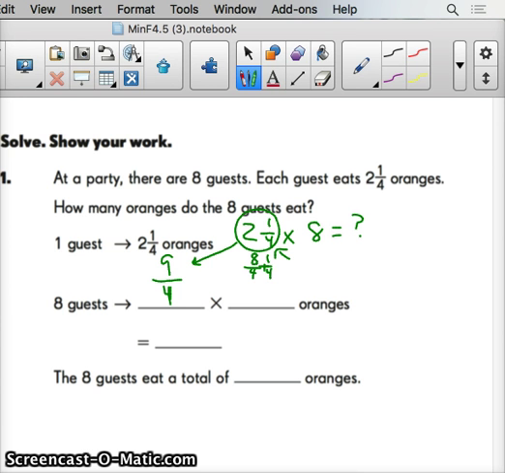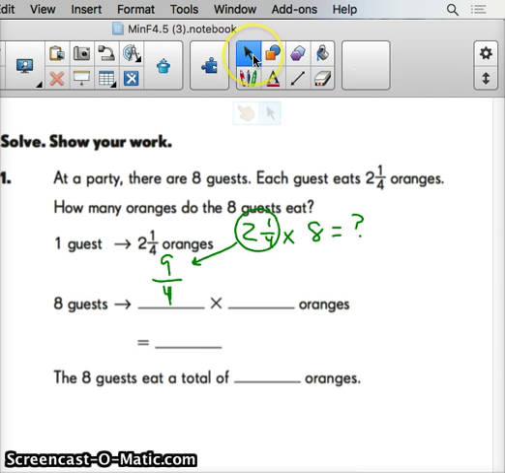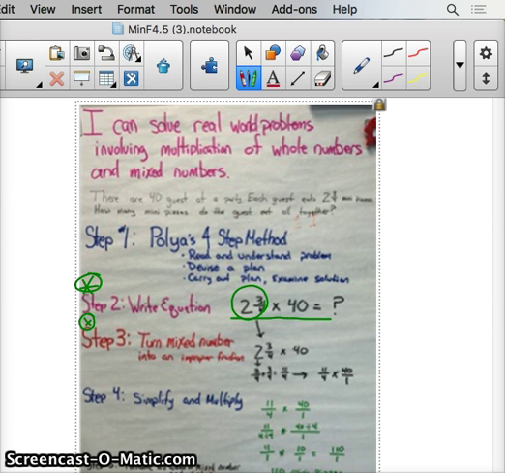Now my 8's pretty easy. All I have to do with 8, let me just let that work. All right, let me try it this way. There we go. Back to my pens. I'm going to rewrite my 8 as 8/1. All right, and now I'm going to simplify and multiply.